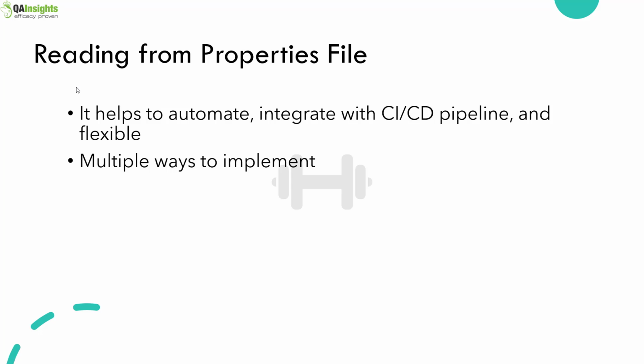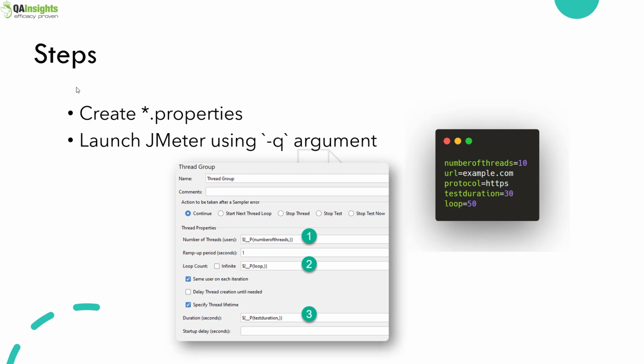There are multiple ways to implement the properties. You can use the plugin, or you can write your own custom coding, or you can use the .properties file in your JMeter folder, and you can read it from JMeter by sending the argument -q. So here we are going to create a property called test.properties. Inside the test.properties, I'm going to mention these variables: number of threads, URL, protocol, test duration, and loop.